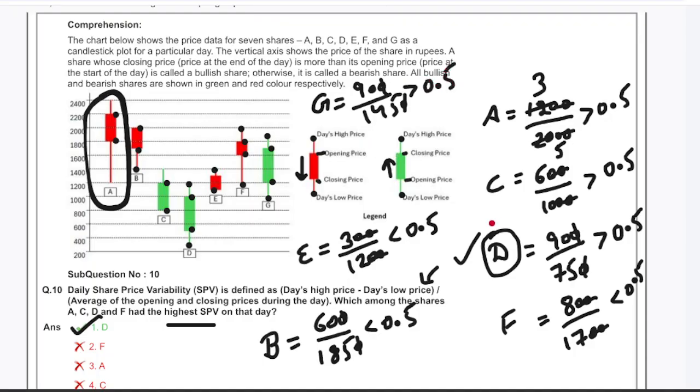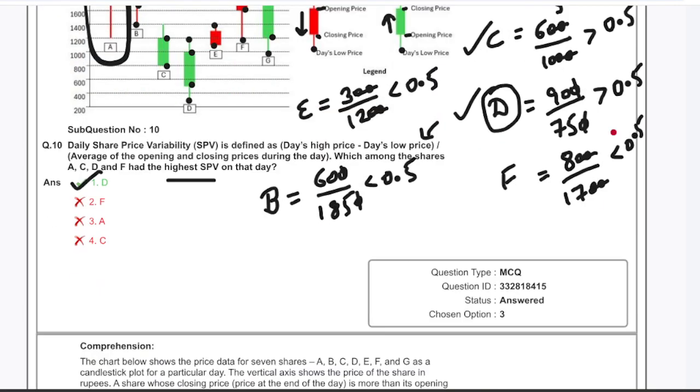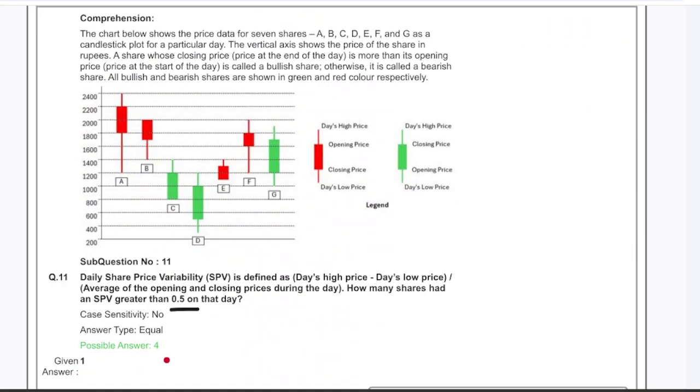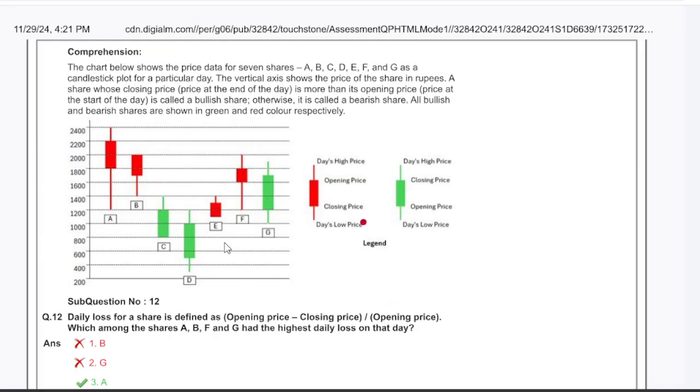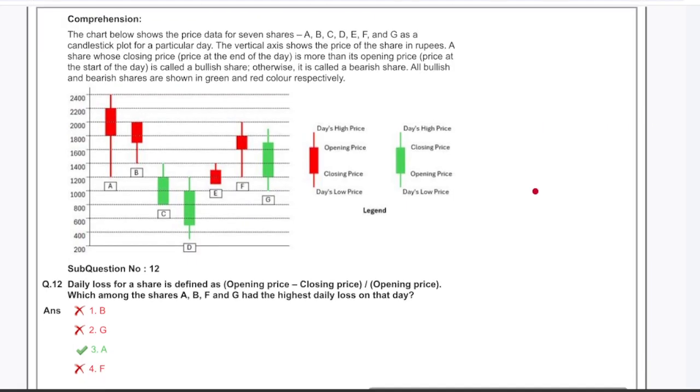So we got D, we got C, we got A, and G also. They four are greater than 0.5. So the answer to this question is going to be possible answer 4. Let's move to the next question. I hope this is quite clear. There's nothing tough in this.